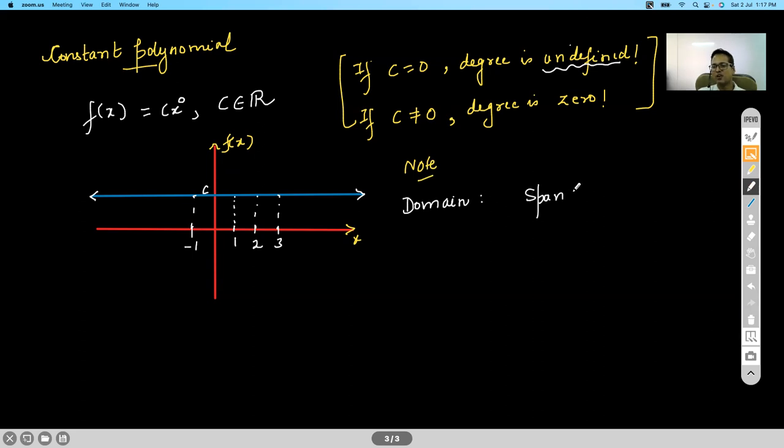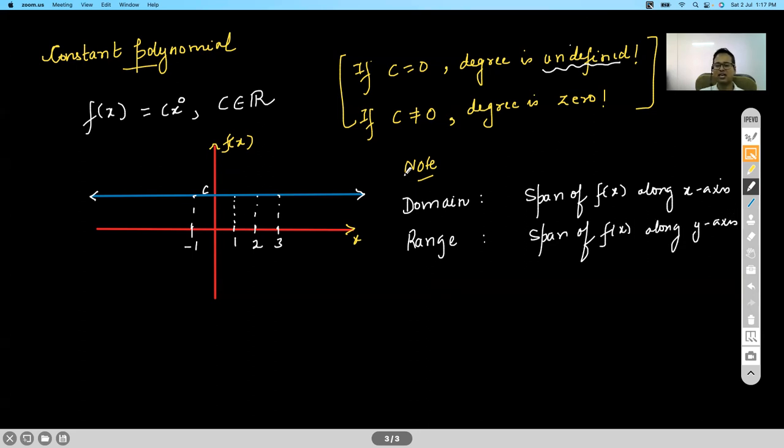You see the span of the function along the x-axis. That means how spread is that function along the x-axis. And for range of the function, you see the span of the function along the y-axis. All right.